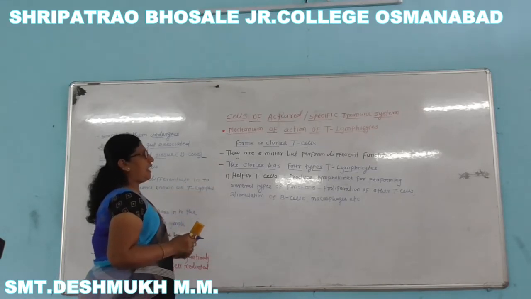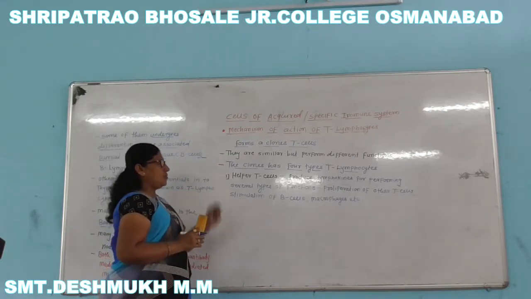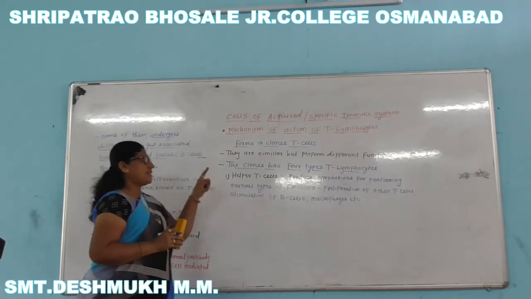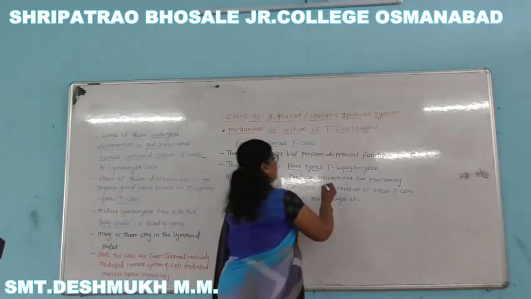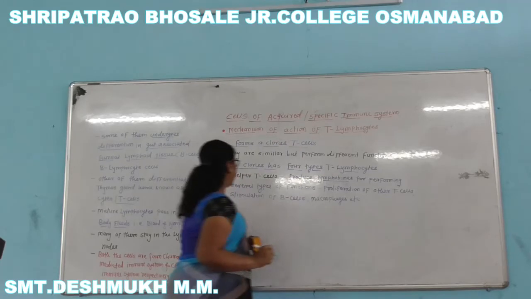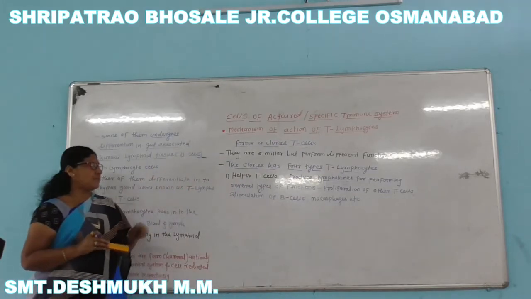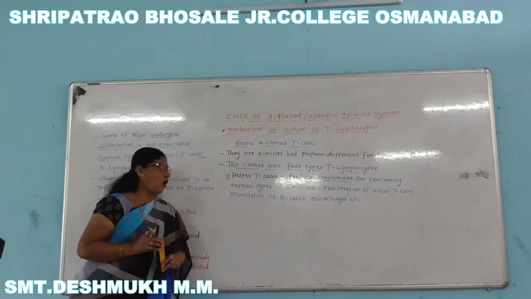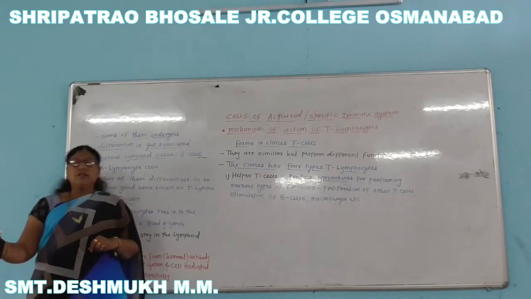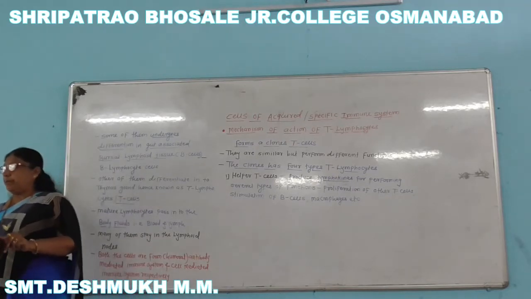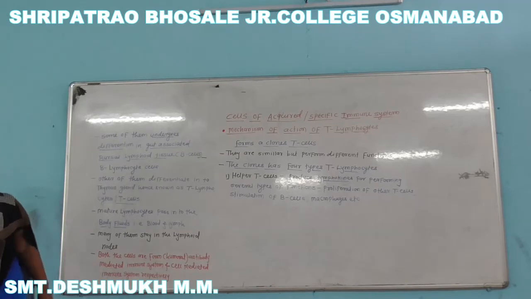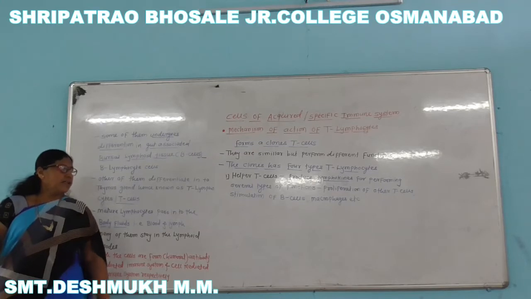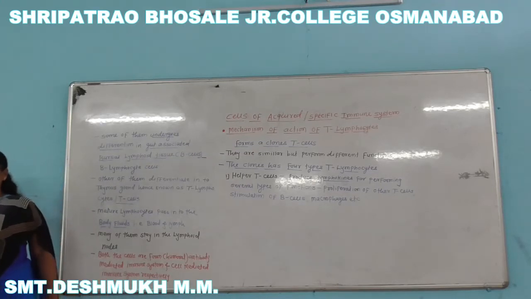The first type of T lymphocyte is the helper T cells. These cells produce lymphokines for performing several types of functions, like proliferation of other T cells, stimulation of B lymphocytes or B cells, then macrophages, etc.